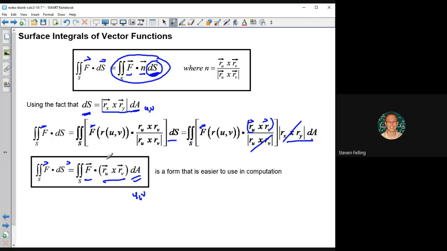What we do in the case of finding a flux integral is we find our r_u and r_v, we take the cross product, and then we just directly take the dot product of the field with that result, and then we just do a double integral over the area in the parameter domain. So this is the way we actually compute this thing in practice. All right, we're going to look at some examples. Some of these are worked out.